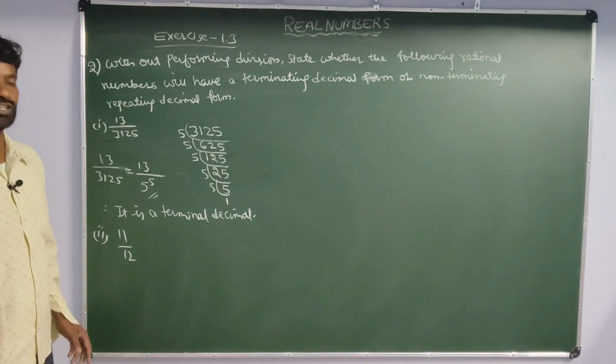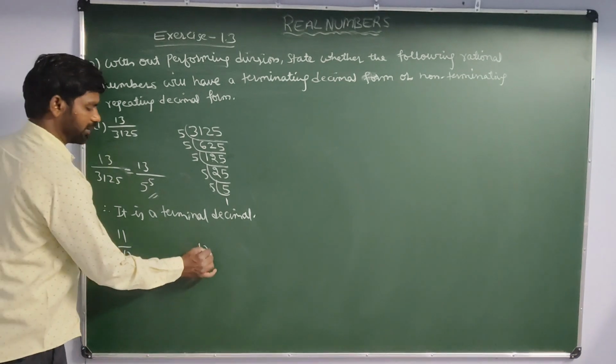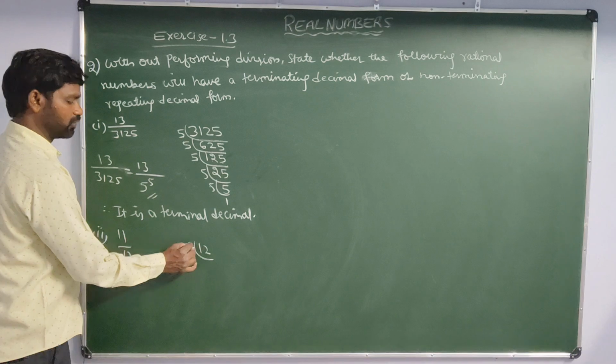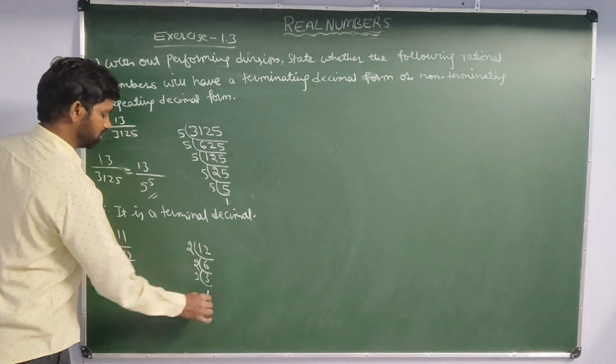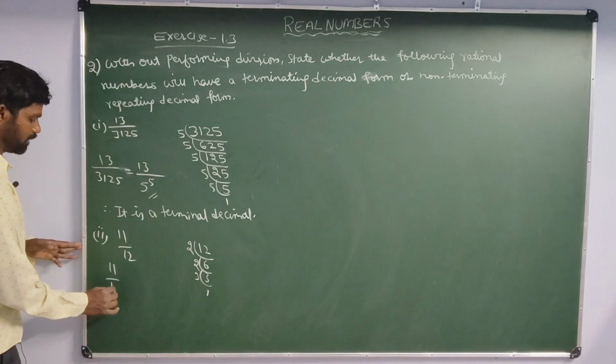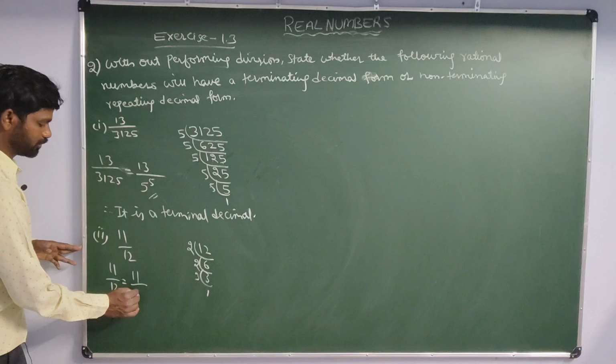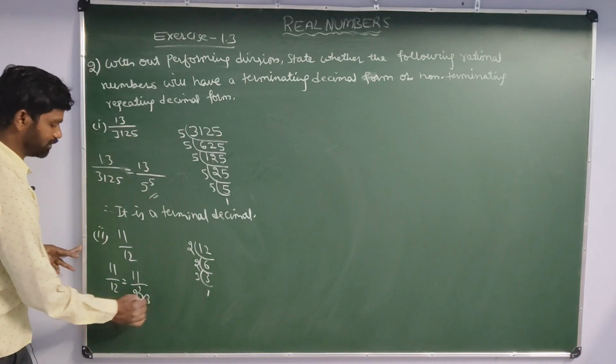Second question, 11 by 12. Denominator is 12. Take the prime factors of 12. 2 6s are 12, 2 3s are 6, 3 1s are 3. So we write that 11 by 12 is equal to 11 by 2 square into 3.